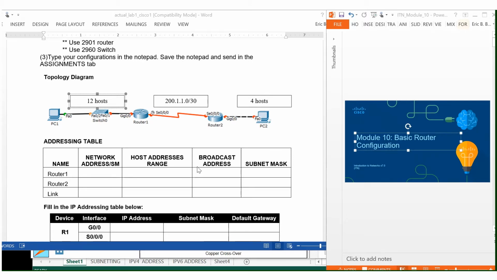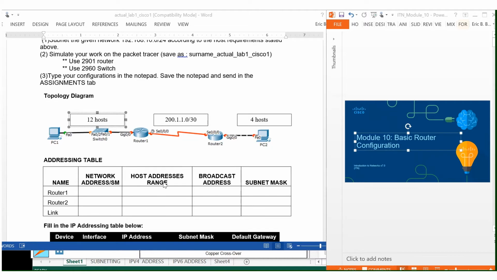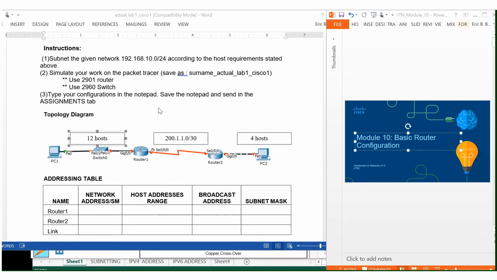Okay, so for this module we'll have this activity. Also you'll be answering this activity, of course with a different given. Okay, so you need to pay attention for you to work on the activity I will be giving you for this week. So I have here a topology.